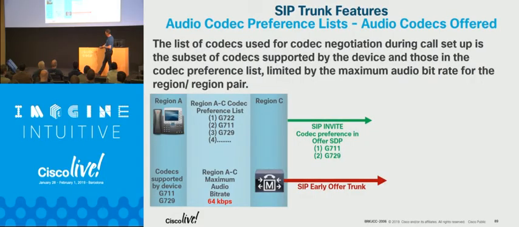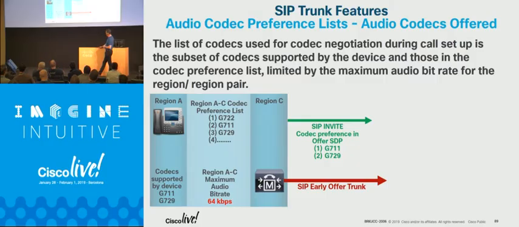So this would be a typical situation here. I've got a phone in region A, I've got a trunk in region C, I set my region so that the audio codec preference list between region A and region C says prefer G722, G711, and G729, but this device only supports G711 and G729. So I'm not going to send G722 out of here because this device doesn't support it. So when I send my invite here, in preference order, I'll send G711 first and G729 because they're both within that 64 kilobit bit rate.